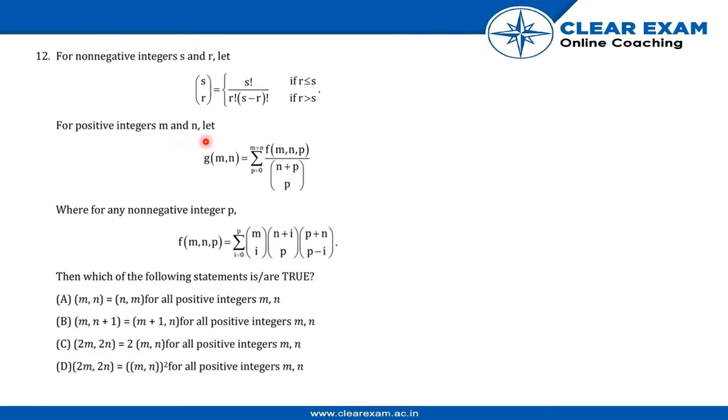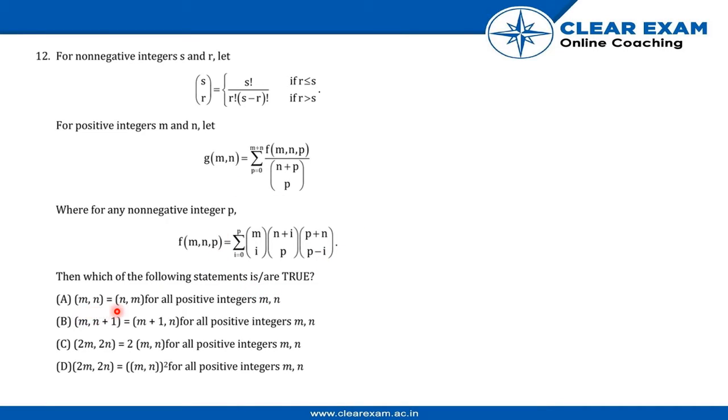For positive integers m and n, let g(m, n) be the summation over p from 0 to m plus n of f(m, n, p) divided by (n plus p choose p), where for any non-negative integer p, f(m, n, p) is given as the summation over i of (m choose i)(n plus i choose p)(p plus n choose p minus i). So which of the following statements is true about these equations?